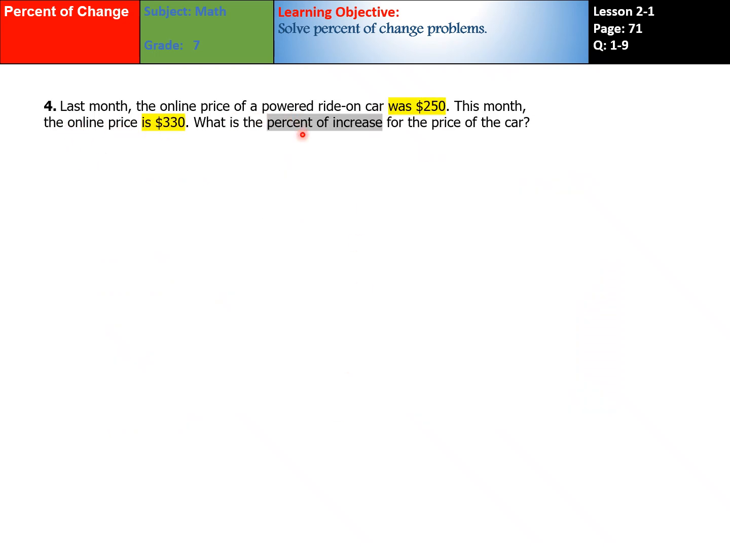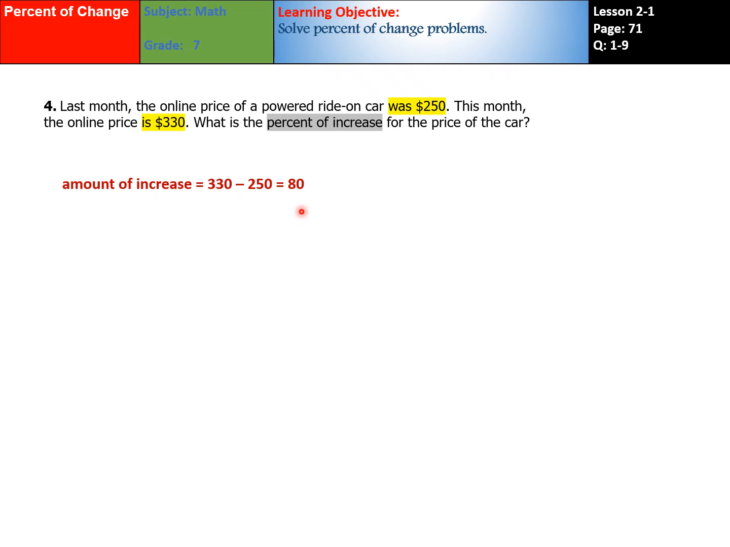Last month, the online price of a powered ride-on car was $250. This month, the online price is $330. What is the percent of increase? Here, the price was $250. Now it is $330. So first step, you will find the change. $330 minus $250, that is $80.